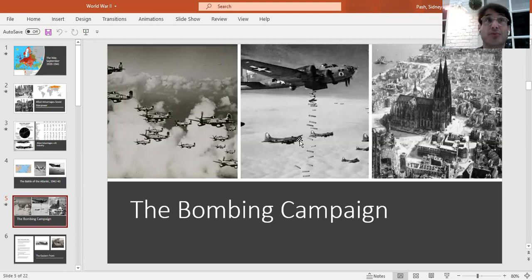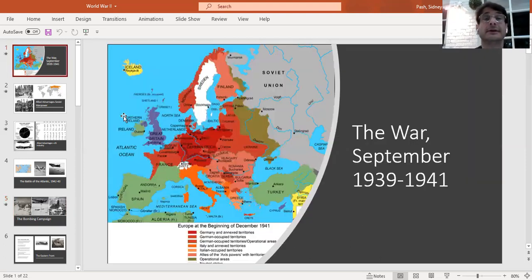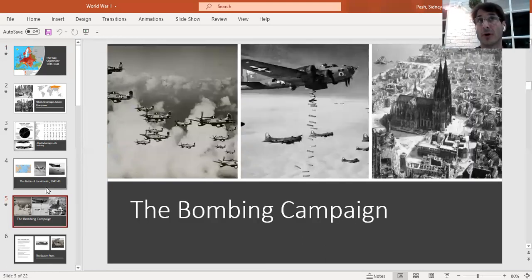We're hoping maybe to break German morale. We don't do that. We also hope to destroy the transportation networks in Belgium and France in anticipation of the Allied landings. We disrupt, but we don't destroy German transportation networks in Western Europe. So what do we do? Why is the bombing campaign for our limited look at the war so important?